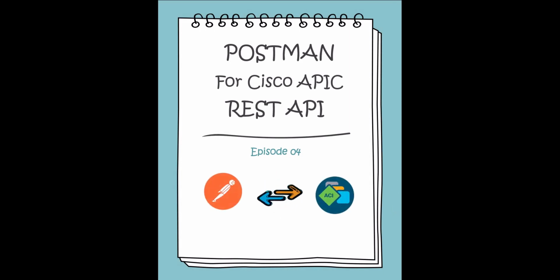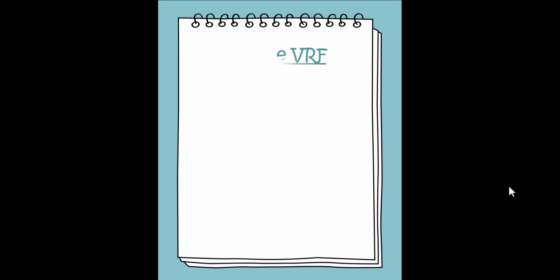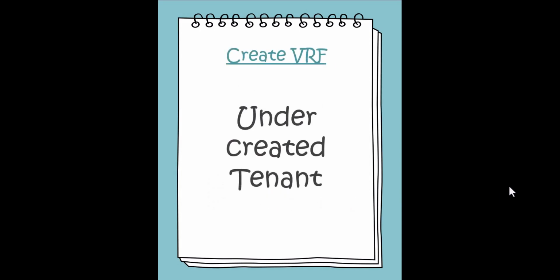Hello everyone, this is Postman for Cisco APIC REST API. This is episode 4. We are going to talk about how to create the VRF under the tenant already created in episode 3. Let's see how we are going to do that.